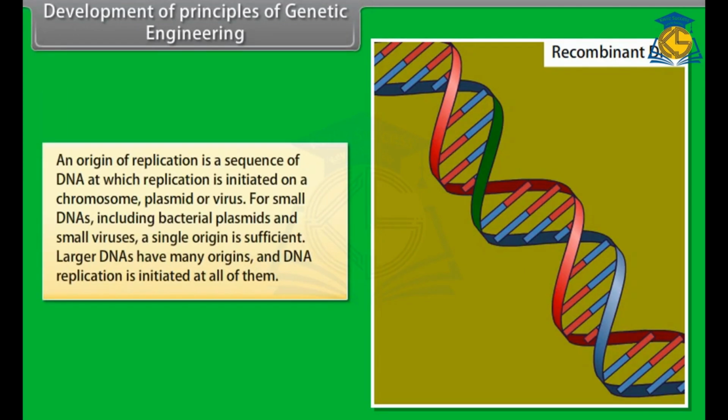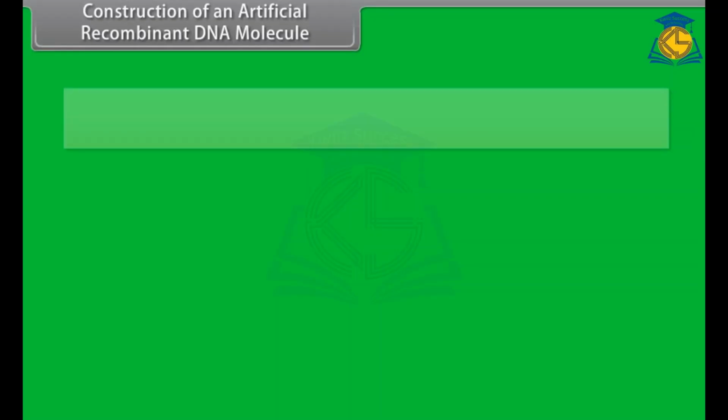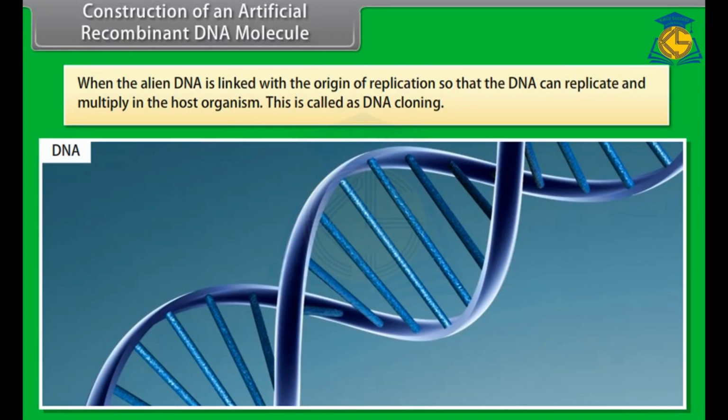An origin of replication is a sequence of DNA at which replication is initiated on a chromosome, plasmid, or virus. For small DNAs, including bacterial plasmids and small viruses, a single origin is sufficient. Larger DNAs have many origins, and DNA replication is initiated at all of them. Construction of an artificial recombinant DNA molecule. When the alien DNA is linked with the origin of replication so that the DNA can replicate and multiply in the host organism, this is called as DNA cloning.